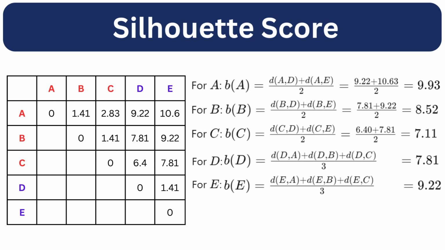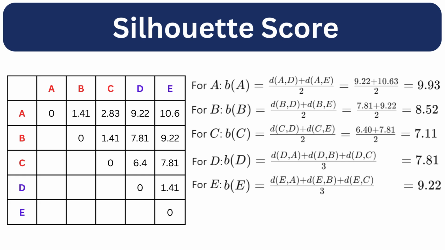Similarly, we will repeat the same process for each data point. For B, we will take the average of the distance between B and D and B and E. For C, we will take the average distance of C and D and C and E. As point D is in the second cluster, we will take the average distance of this point with all other points in cluster 1, which are A, B and C. So we will take the distance of D with A, D with B and D with C, and we will take the average and we will get 7.81. Similarly, we will repeat this for point E and we will get 9.22. Now we have all of the values for separation as well.